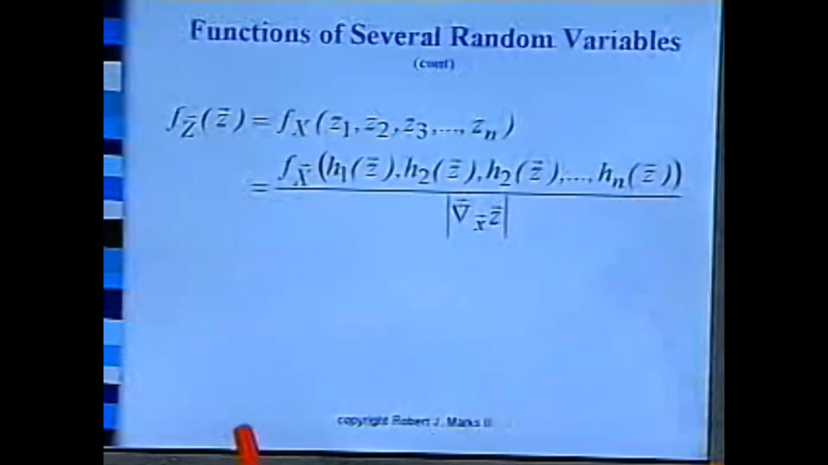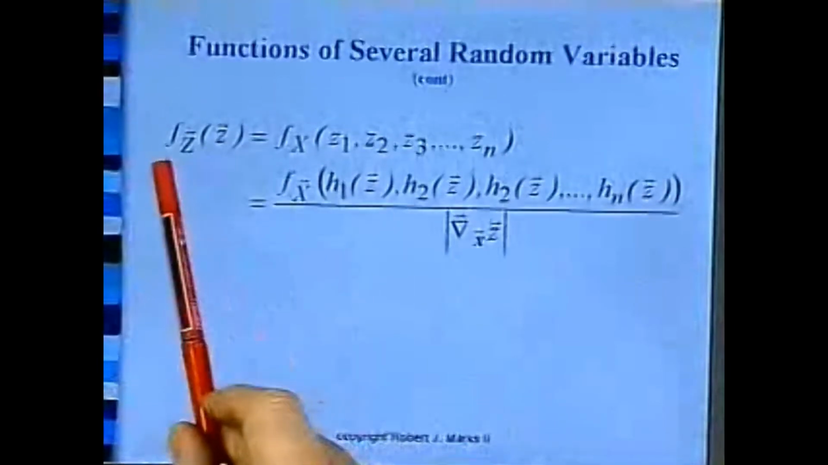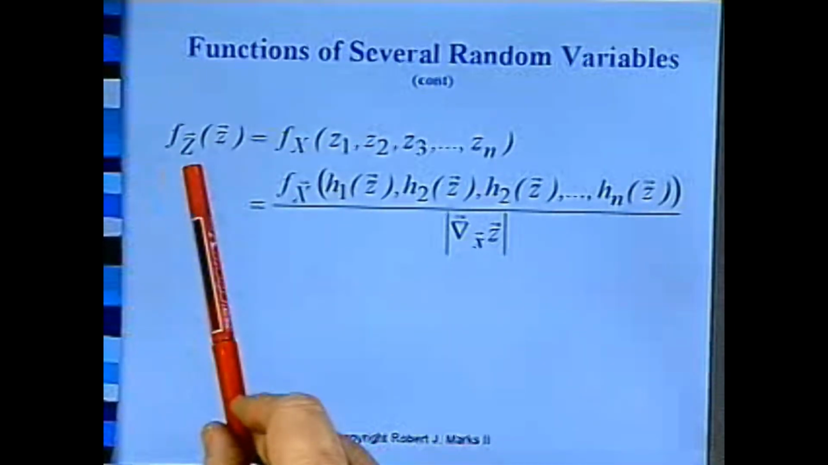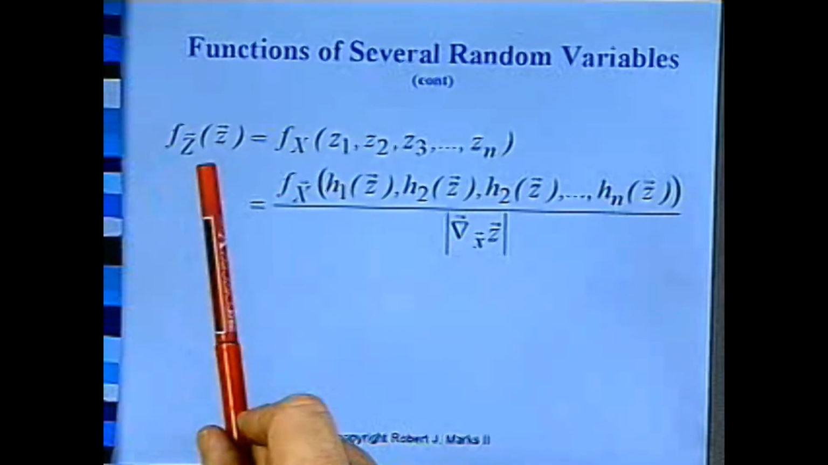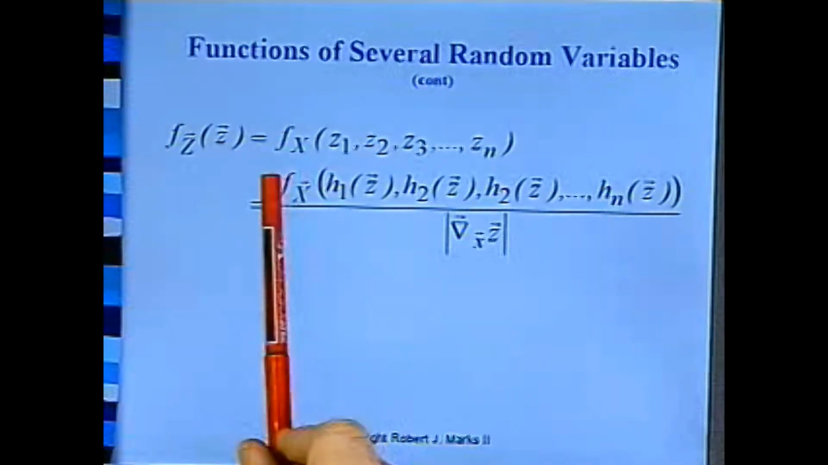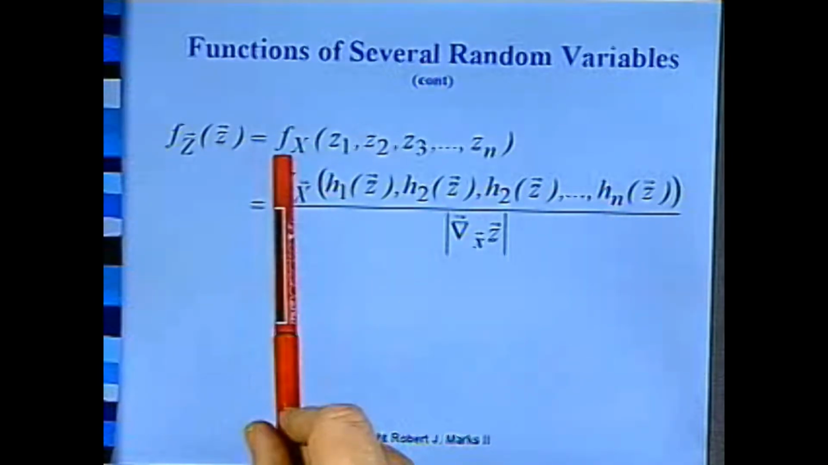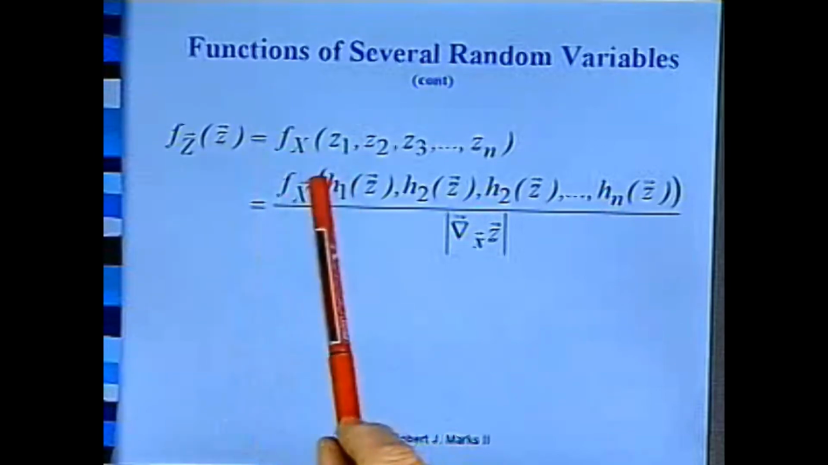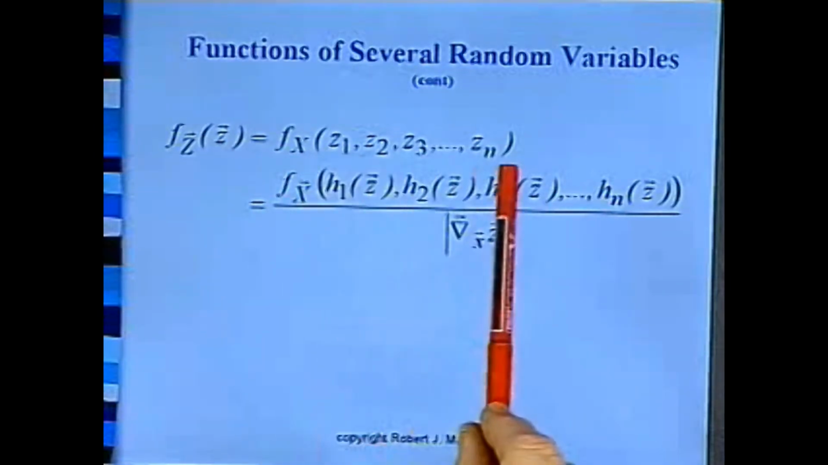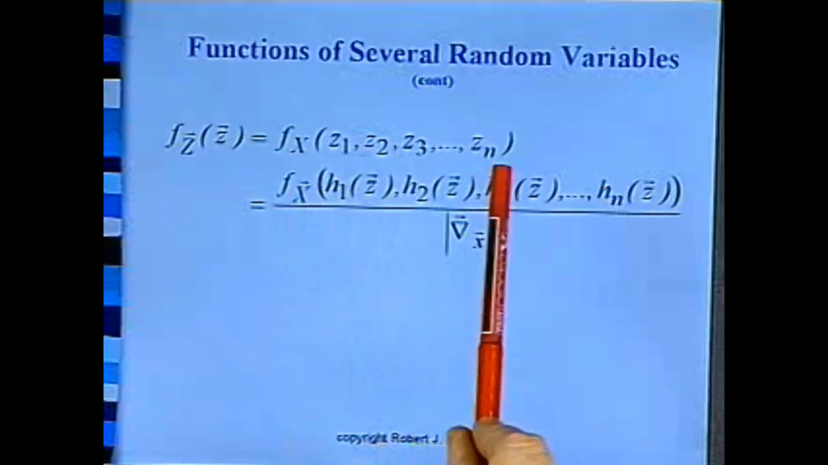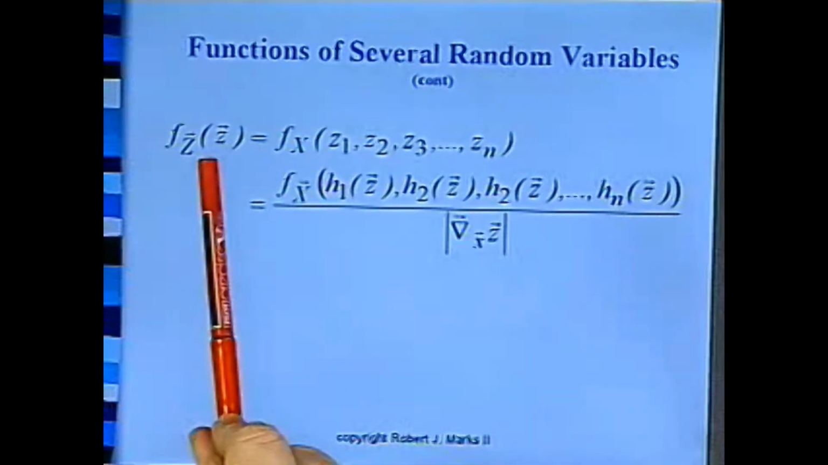So with that in mind, let's look then at the density function for z as a function of z. It is clearly going to be equal to the density function of x evaluated at all the values of z. This is just a different notation for this expression.